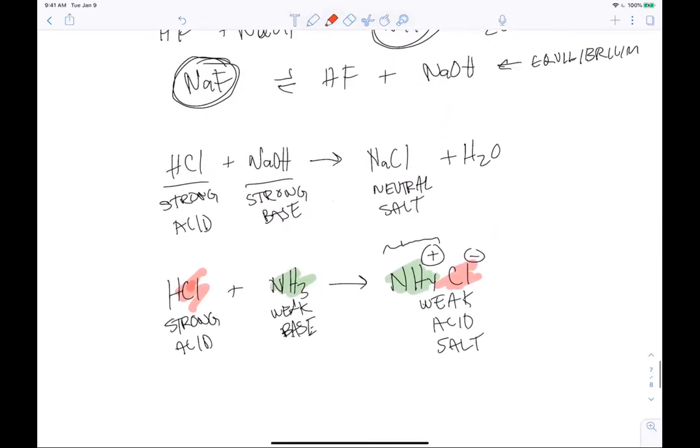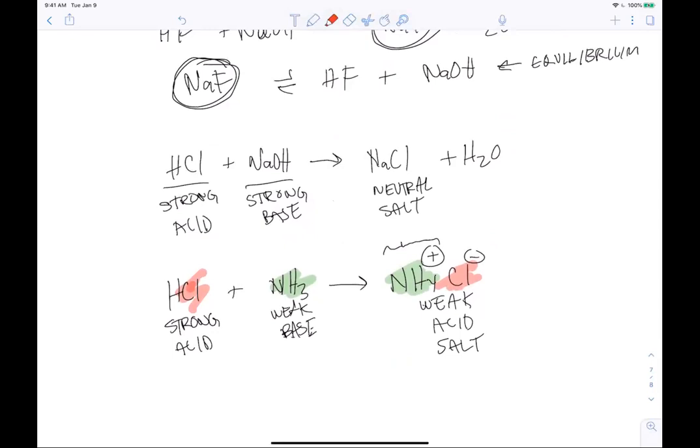I guess the other one would be a weak acid, weak base reaction, but we don't really look at those. Those are too much of a pain. Yeah, so there's a lot of scenarios here to look at. And then when we get to titrations in class, that sort of puts everything together.